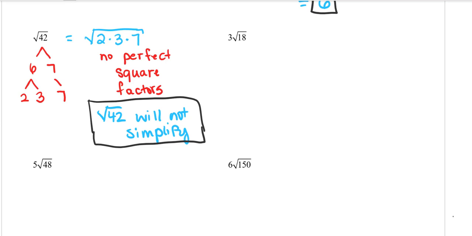Alright, now let's look at 3 times the square root of 18. Let's see if we can break down 18. So 18 is 2 times 9. The 2 will come down, and then 9 is 3 times 3. So we can rewrite 3 times the square root of 18 as 3 times the square root of 2 times 3 times 3. And in this case, we do have a perfect square factor in there. The 2 factors of 3 make up a perfect square. So there is a factor of 9 inside there.